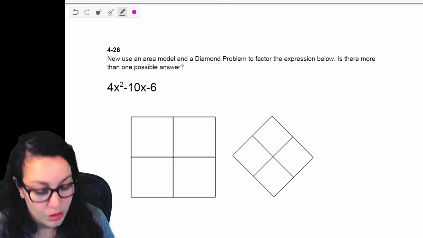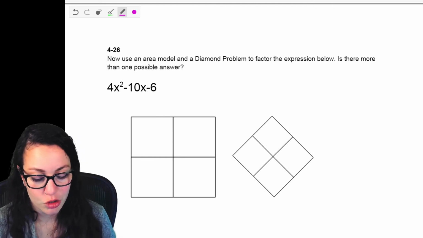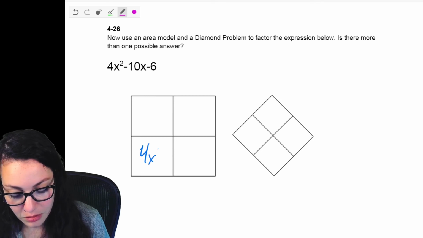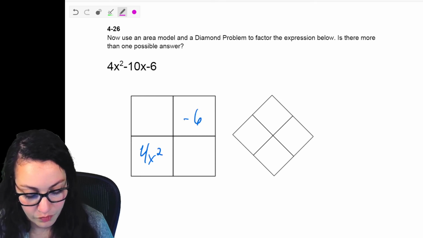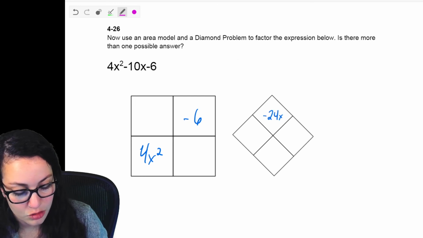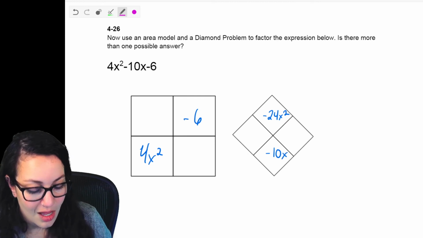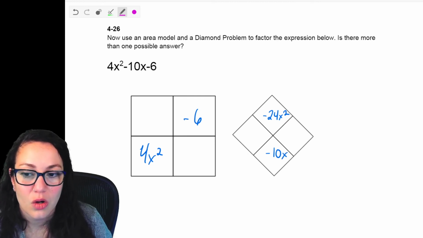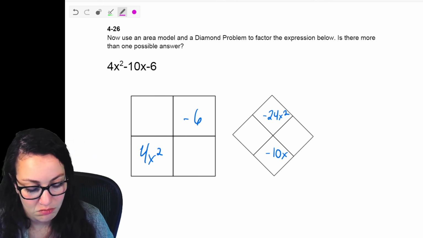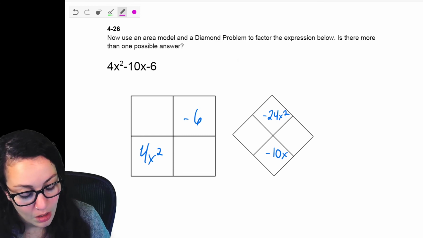All right. You've seen me do this a few times at this point, so I'm just going to go through it. So we've got 4x squared down here and negative 6 here. Then we know that this is going to be negative 24x squared, and this needs to add to negative 10x. We actually worked with something similar, but our signs were different, so we can't actually use that, which is annoying. I wish it was a repeat of a question we'd already seen. But we're going to think.